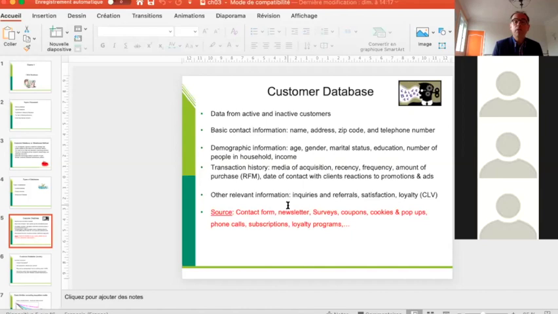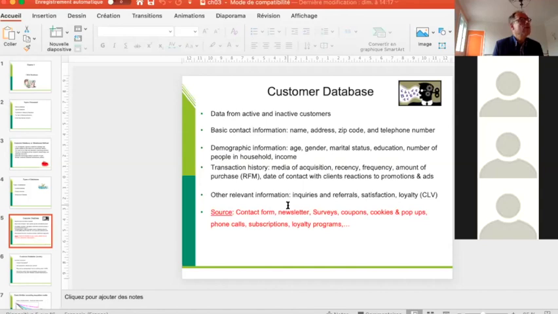So that is the date of purchase in order to measure recency, then the purchase frequency, so the number of times the customer is buying, the amount of purchases, so for how much money the customer bought, which kind of products, and so the product reference in order to understand better the preferences, the date of contact with clients, how they react to sales promotions and advertising. This information enables you to calculate an indicator called RFM, which we will see in chapter 4. Recency, frequency, monetary amount. It's an indicator of purchase activity, which I will explain deeper in chapter 4.